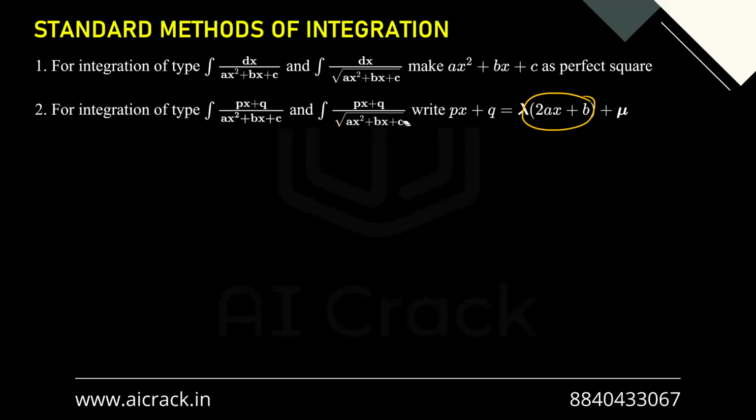So why are we doing that? So what are we doing? We are writing this in this kind of format. Basically, in terms of the derivative of this denominator, right?